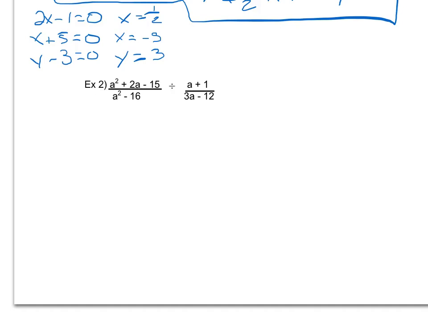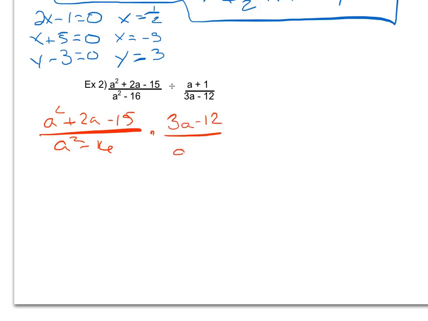Okay, so now going through my steps, first thing I'm going to do is rewrite my first fraction, change divide to multiply and flip my second fraction. Now that it's multiplying, I'm going to go through my multiplication rules. And my first step in multiplying is to factor.